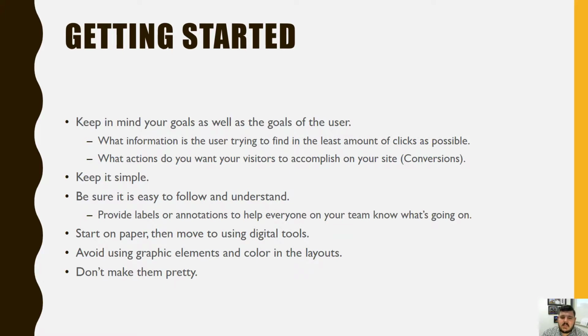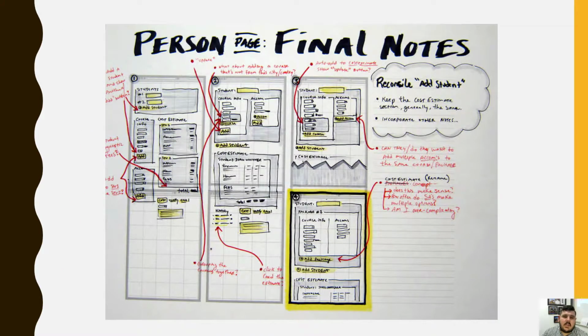Going back to this idea of collaborating, be sure that it's easy to follow and easy to understand, because if you're working with other people, they need to know what you're thinking. And so creating maybe labels or some annotation in there, creating some notes is going to be important. And so whenever we talk about that, I think here's a great example. You can see that we have some little notes up in the top, or kind of surrounding each of the pages that they've drawn out. I think that's a great example.